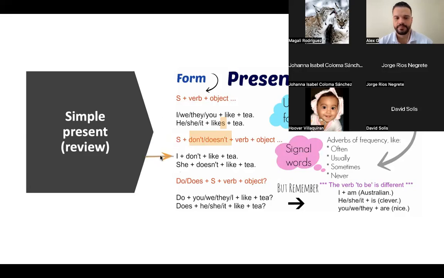I plus don't like tea. My example is I don't wash the dishes. Okay, very good. I don't wash the dishes. Excellent example. I don't wash or do the dishes, right? Excellent, Blanca. Very good. For third person, what about for third person?